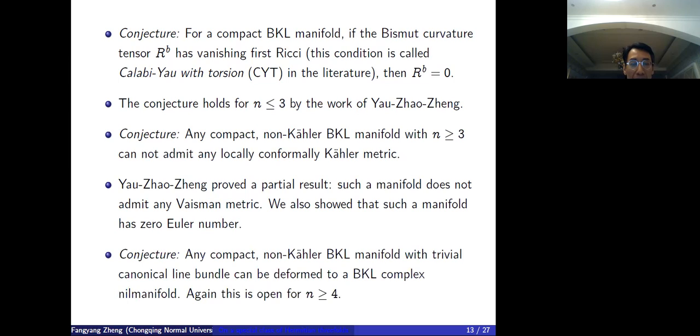Another conjecture we propose is that for non-Kähler BKL, if you require the canonical line bundle to be trivial, then it's basically the nilmanifold case. Namely, when you allow both the metric and the complex structure to deform, to continuously change, then you can move it into a nilmanifold. But all these conjectures are open in dimension 4 and above. In dimension 3, because we have a classification, you can check, right?